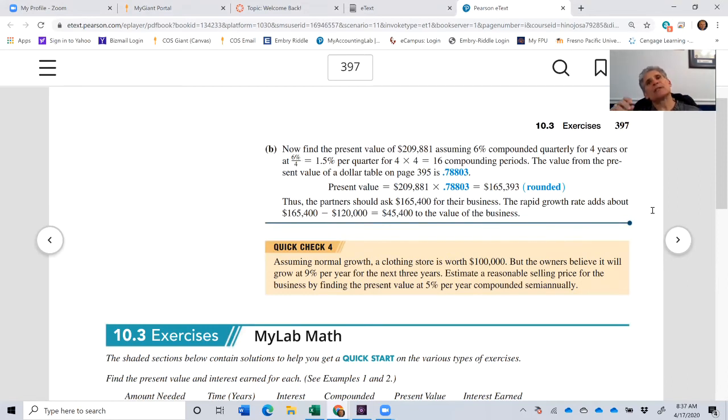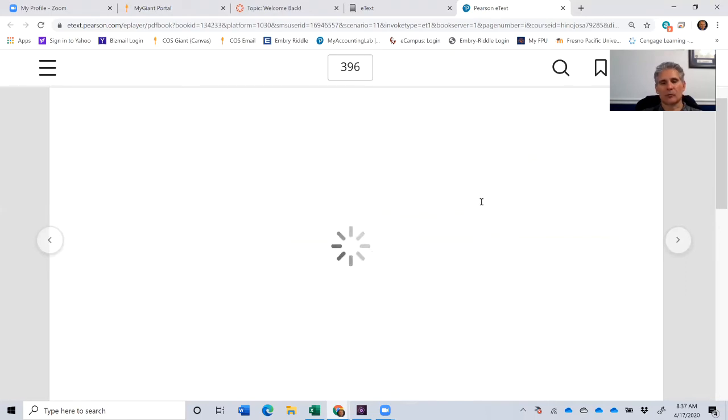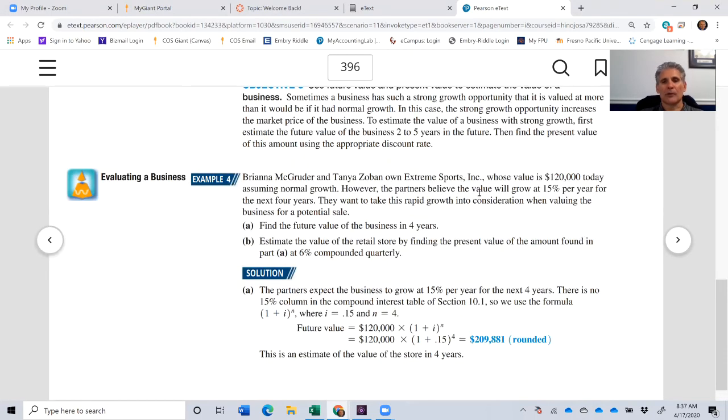Okay, so now we've recalculated the future value of 209,881. Now we're going to take that and discount it for the same period of time, the 4 years. Let's go back to the question that we answered in part A, but I don't think we read part B of the question. Part B says estimate the value, that's today's value, of the retail store by finding the present value of the amount found in part A at 6% compounded quarterly. Okay, so the compounded quarterly throws it off just a little bit.